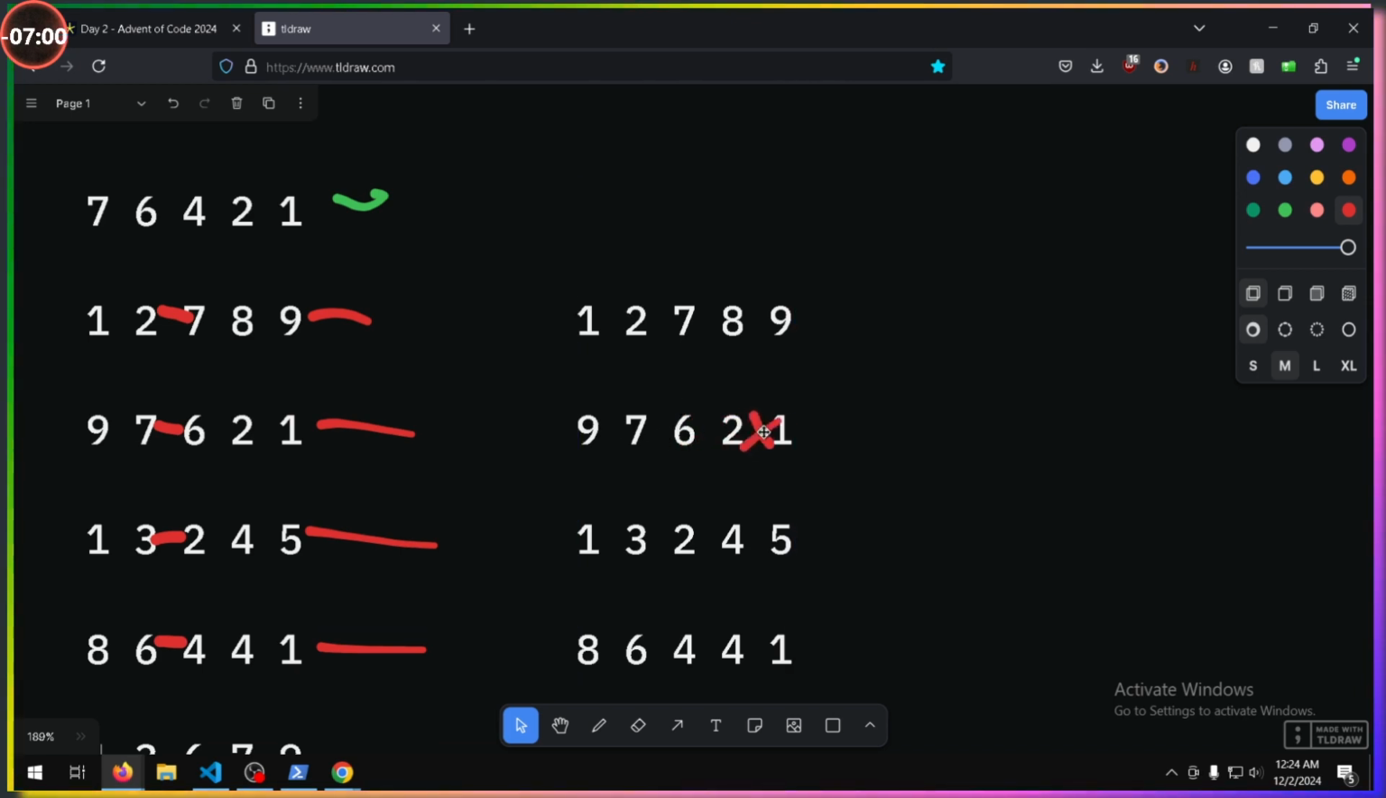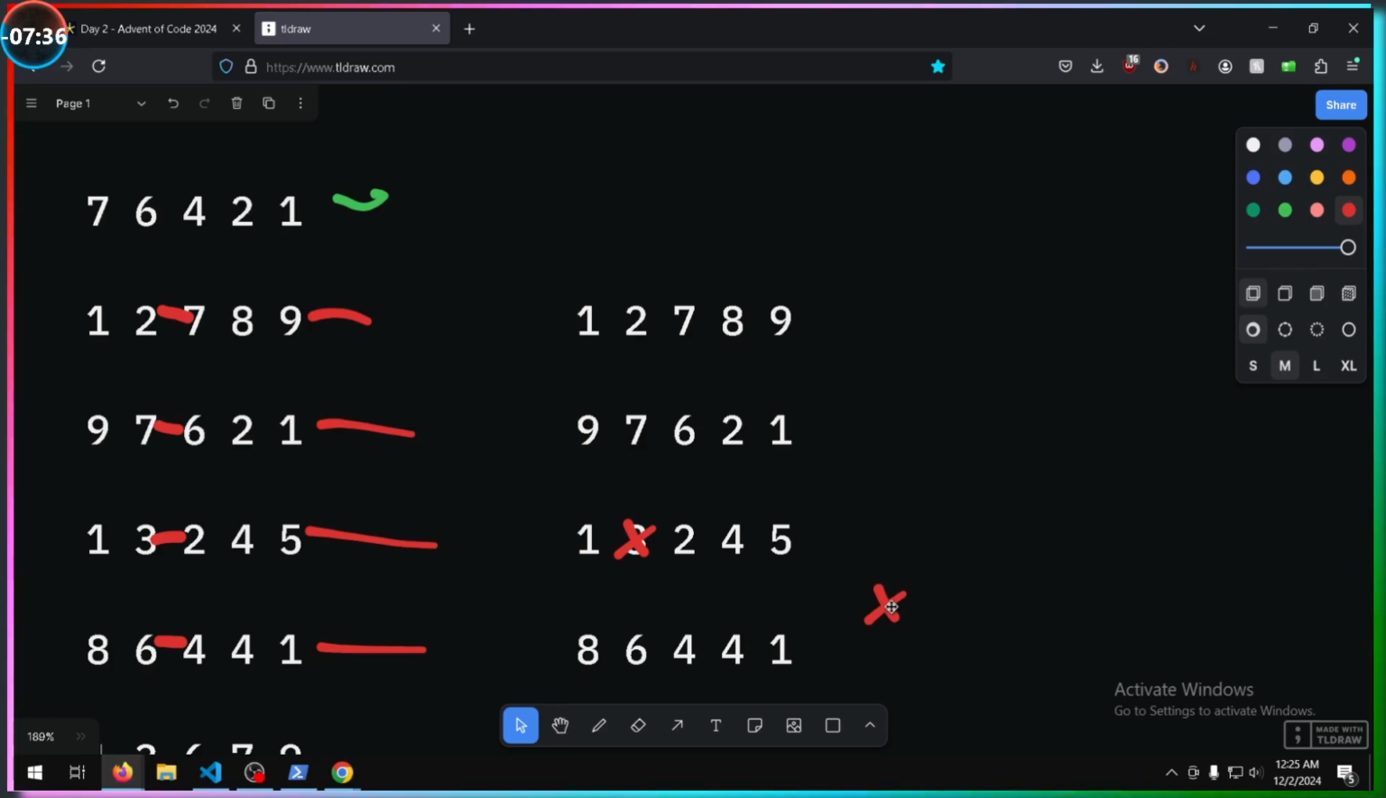Same problem. So there are probably some even optimizations I'm seeing as we go through this, like early terminations and all that fun stuff. Look at this one, which was invalid because of that 3 to 2. We go 3 to 2, it's a decrease of 1. Then 2 to 4, it's an increase. Can't do that. But if we do this, then it's 1 to 2, an increase of 1. 2 to 4, an increase of 2. 4 to 5, an increase of 1. So if we remove just that level, this report becomes valid.